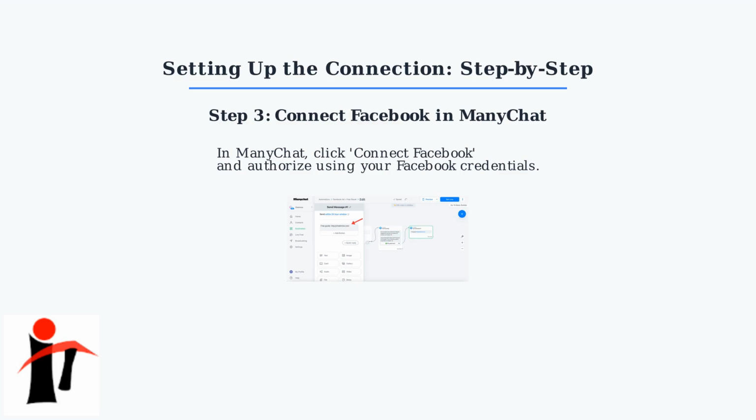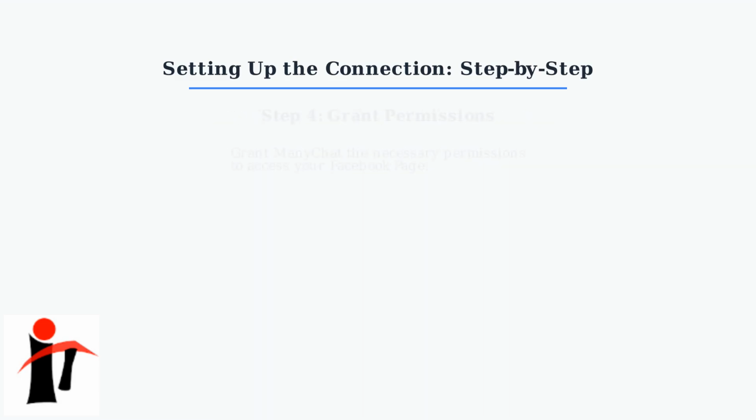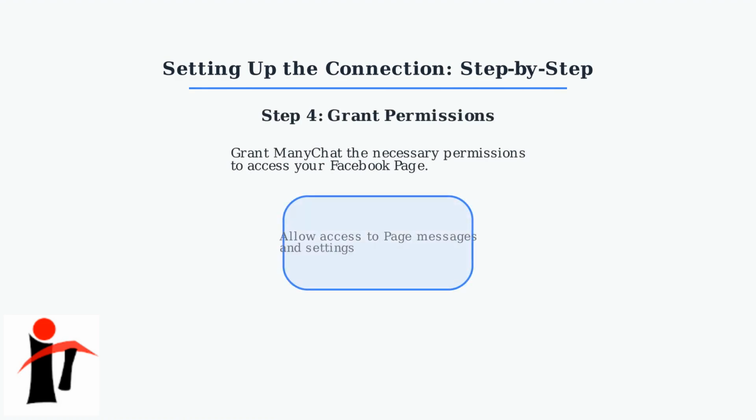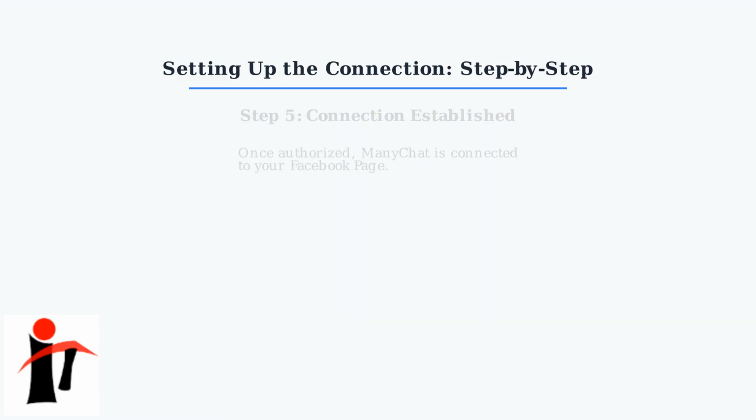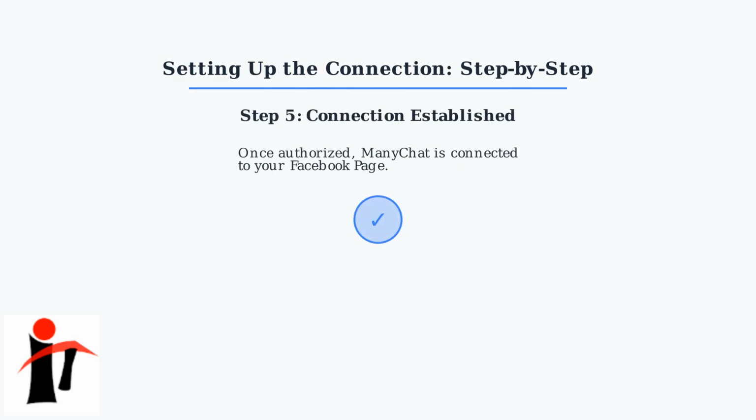You'll be prompted to authorize the connection using your Facebook login credentials. You'll need to grant ManyChat the necessary permissions to access your page, including the ability to send and receive messages. Once you've granted the permissions, ManyChat will be successfully connected to your Facebook page, ready for automation.